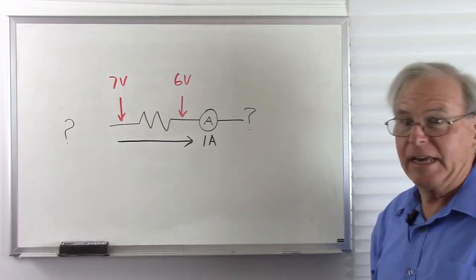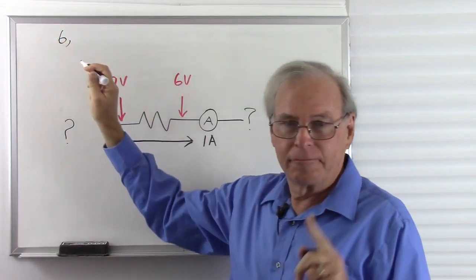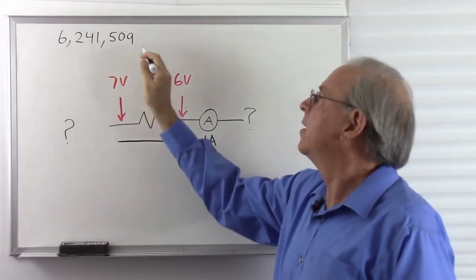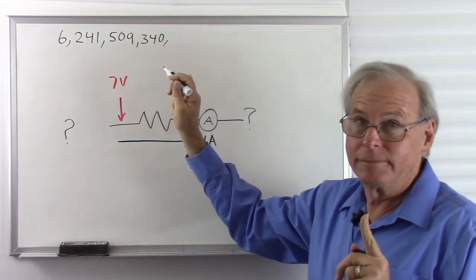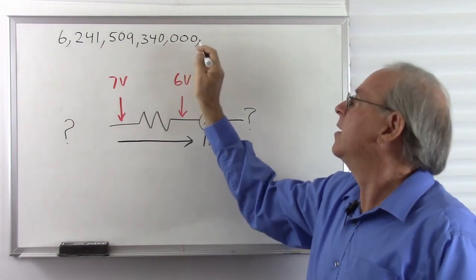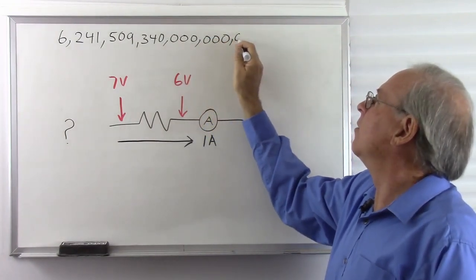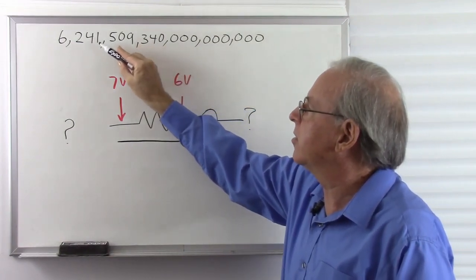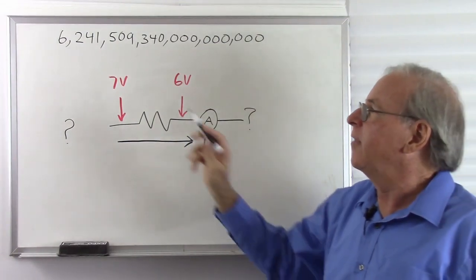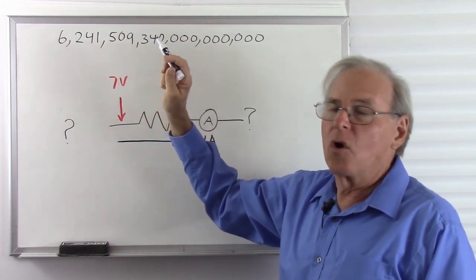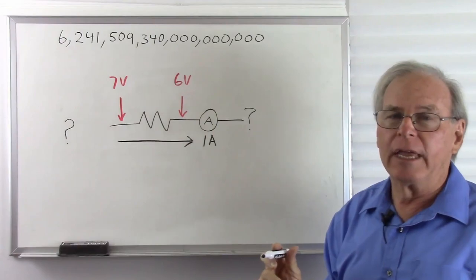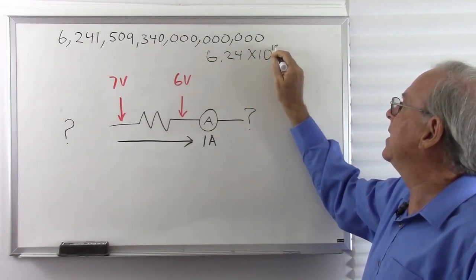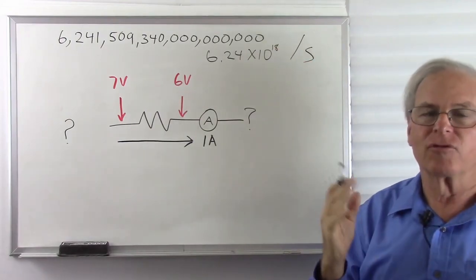Let's see how many electrons that is. And yes, I do have to cheat on this. We have 6, 2, 4, 1, 5, 0, 9, 3, 4, 0, 0, 0, 0, 0, 0, 0, 0, 0, 0. Let's see if I got that right. 1, 2, 3, 4, 5, 6, 7, 8, 9, 10, 11, 12, 13, 14, 15, 16, 17, 18. So 18 places after the 6. That's 6 quintillion, 241 quadrillion, 509 trillion, 340 billion electrons, or 6.24 times 10 to the power of 18 electrons per second gives us 1 amp of current.